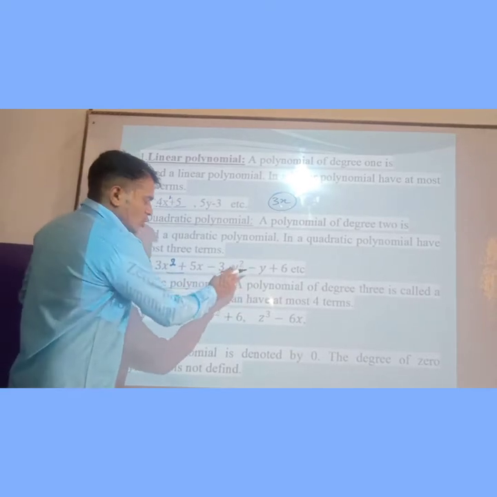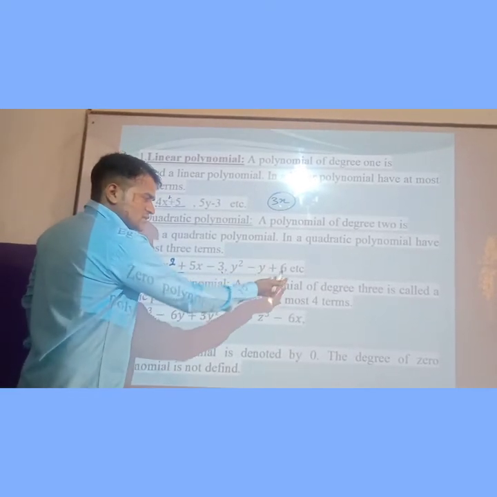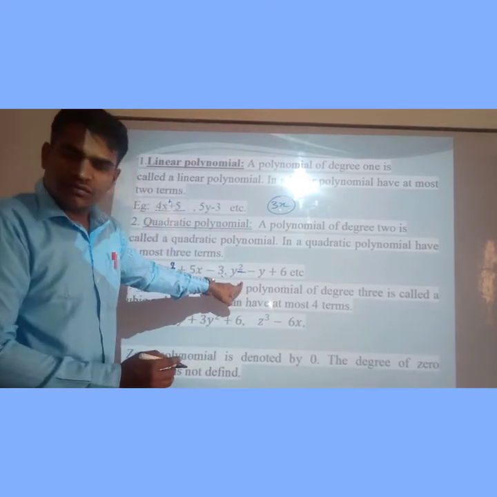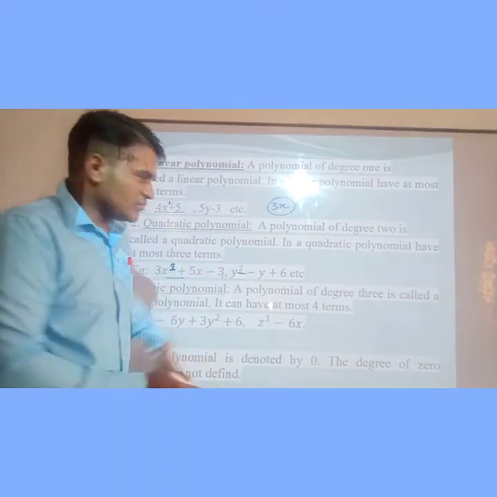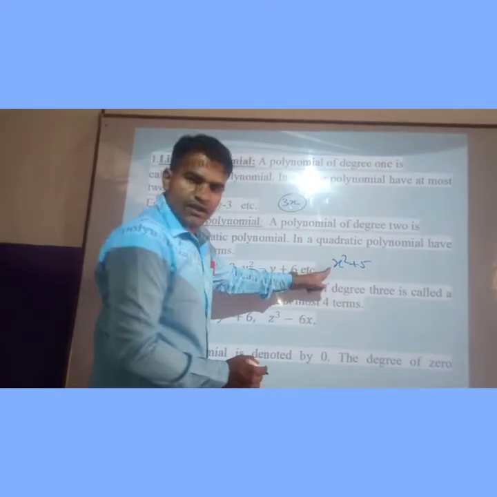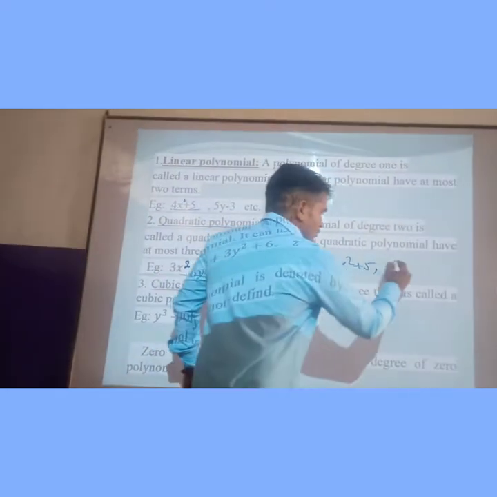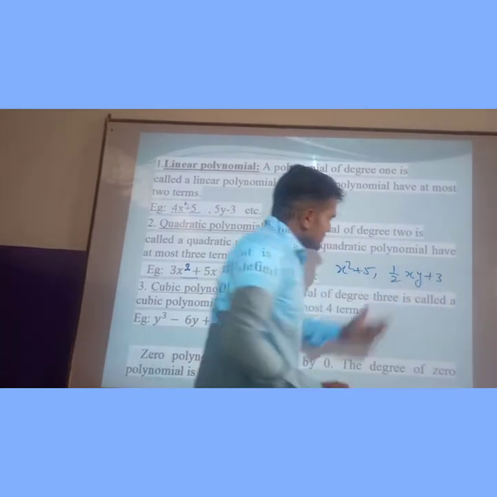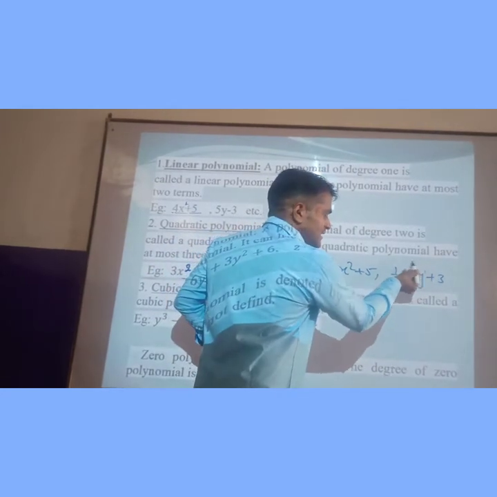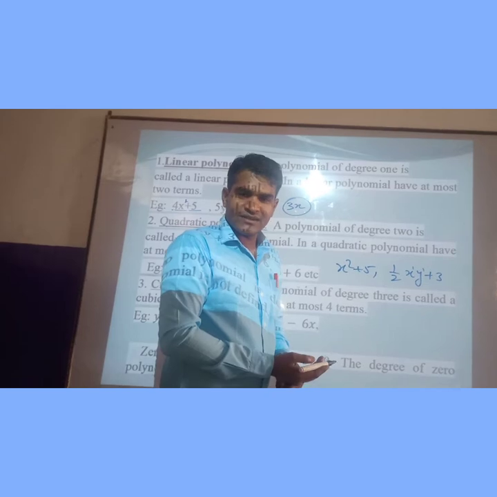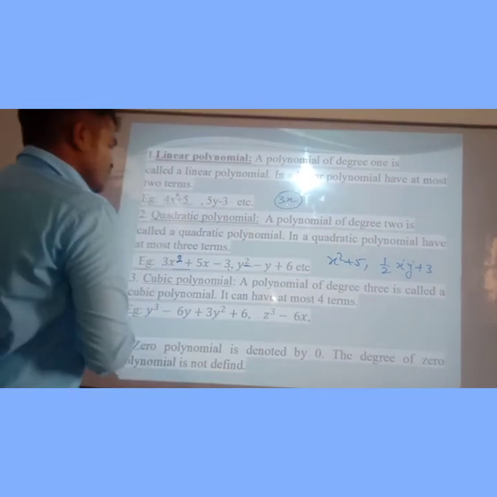And the second one, y square minus y plus 6. The degree of this polynomial is 2, the highest power of the variable is 2, so it is also a quadratic polynomial. Like that, x square plus 5 is a quadratic polynomial. 1 upon 2 xy plus 3 is also a quadratic polynomial because its degree is 2, 1 and 1, that is 2. Understood? Yes.